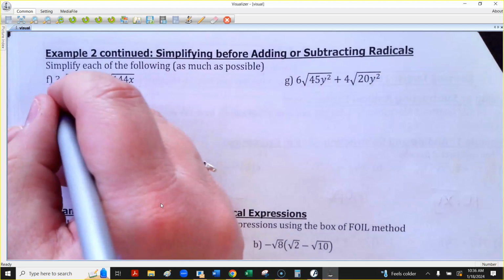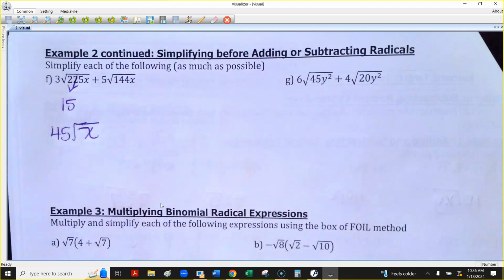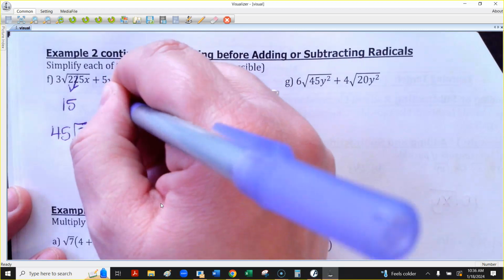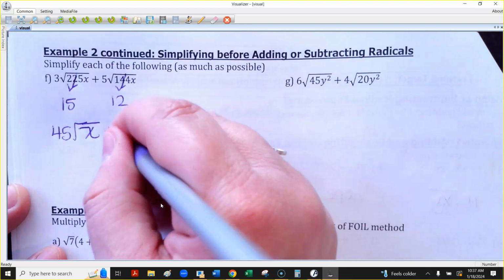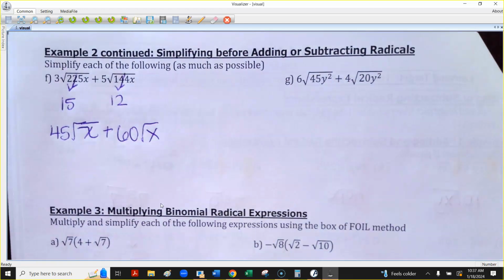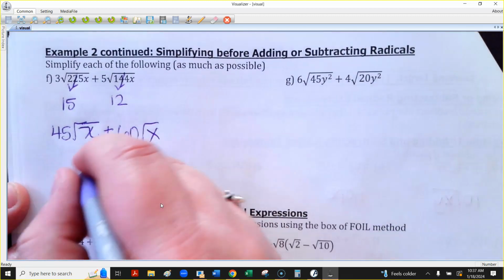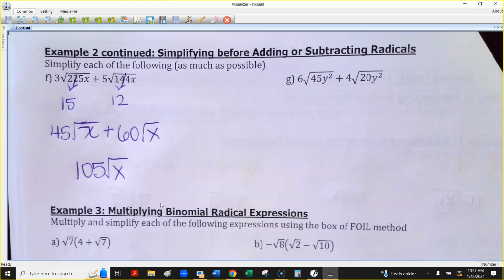So 3 times 15, this would be 45 roots of x. I just wrote that really weird, sorry. And then 144, I know you guys know that, the square root of that is 12, so I can remove that. So that second term, I have a 5 out in front, just multiply these. This is 60 roots of x. So these do end up being like radicals, even though they didn't look like it initially. And so 45 and 60, this would just be 105. And then again, if you're adding or subtracting radicals, you're not actually changing what is underneath the radical. It should still just be square root of x.